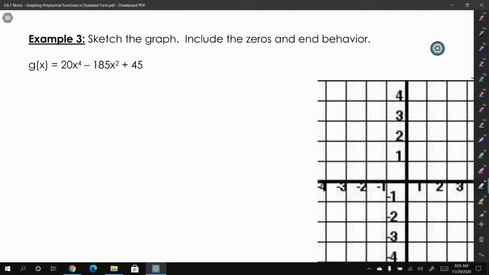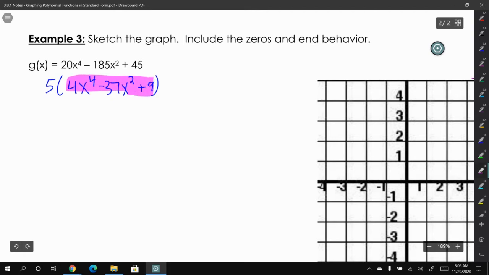All right, on this page, we have this function here, and first thing I notice is that we have an x to the 4th, x squared, and no x at all. So we can't factor out a GCF of x, but we can factor out a GCF of 5, and that leaves us with 4x to the 4th minus 37x squared plus 9. Well, now we're left with this mess, and we haven't factored something like that before.